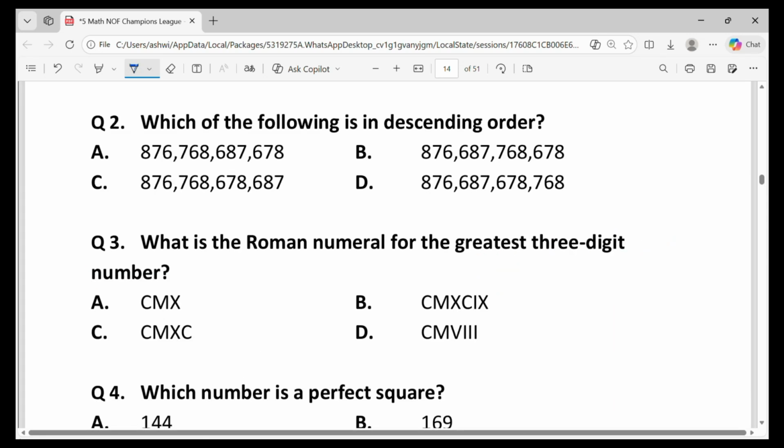Question 2. Which of the following is in descending order? Descending order means arranging numbers from largest to the smallest. So the answer is A.